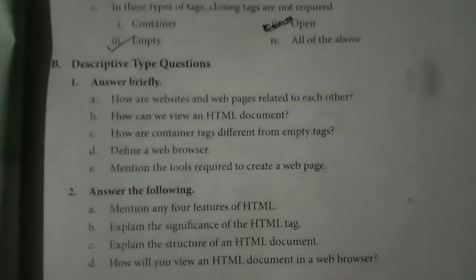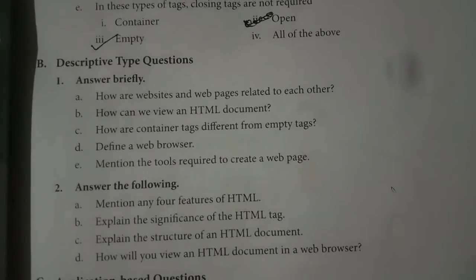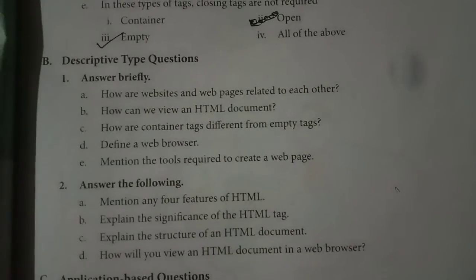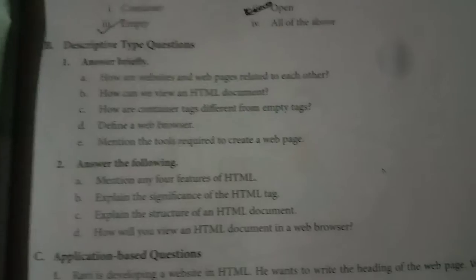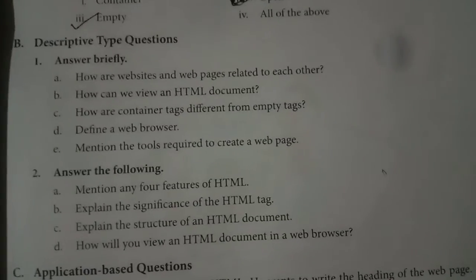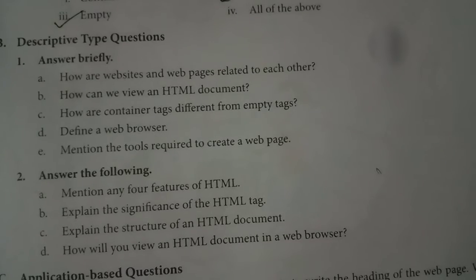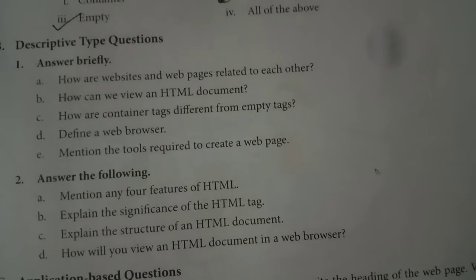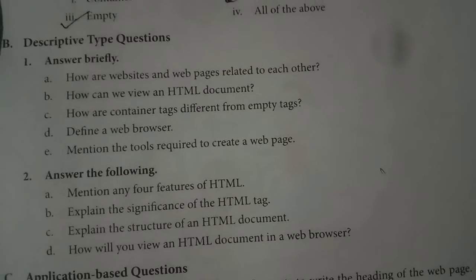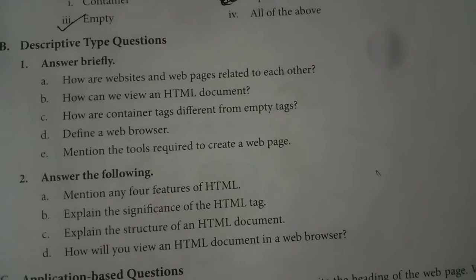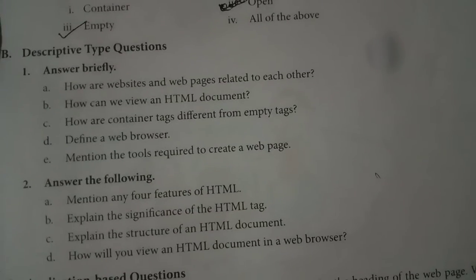Once again, I am going to repeat the questions and answers. The first question: how are website and web pages related to each other? The simple answer is there. A website consists of many pages known as web pages. A website is a collection of web pages organized in a systematic manner. These web pages are developed using a markup language which is used for the presentation of text.